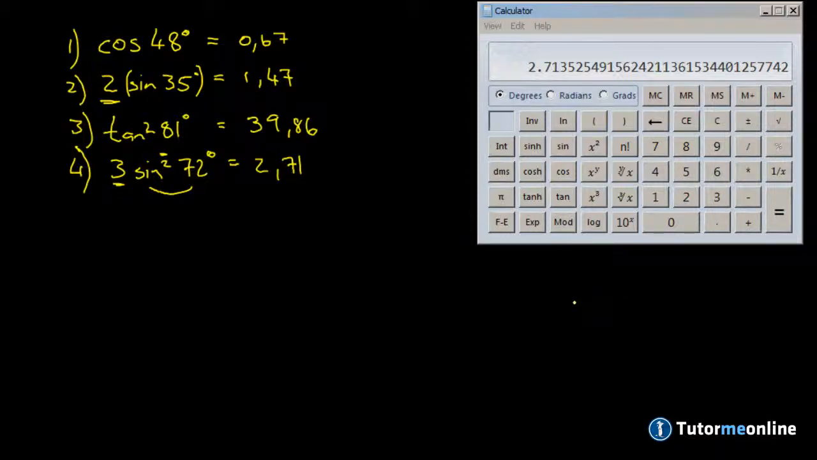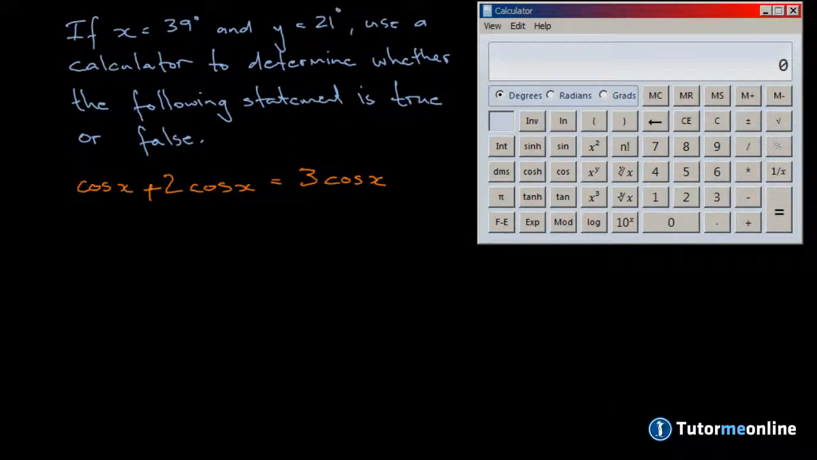All right, let's do a few more intricate examples so we can make sure that we understand exactly how to use the calculator in determining the answer. If x is equal to 39 degrees and y is equal to 21 degrees, use a calculator to determine whether the following statement is true or false.